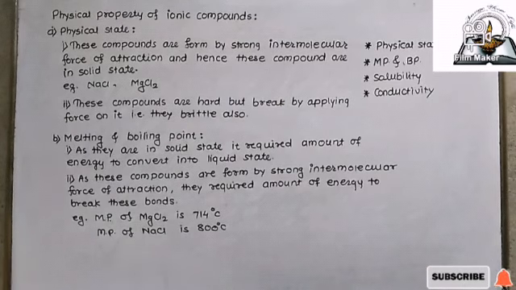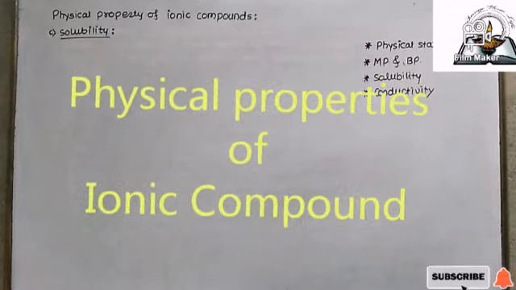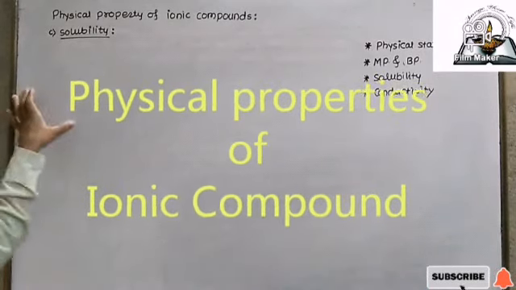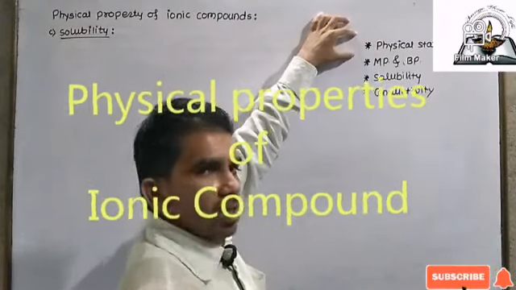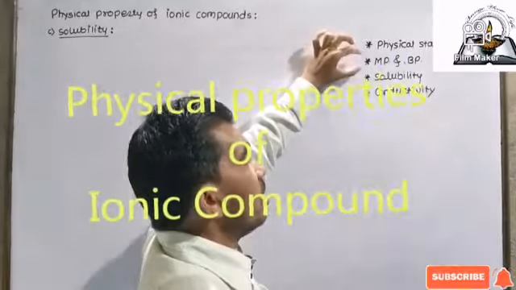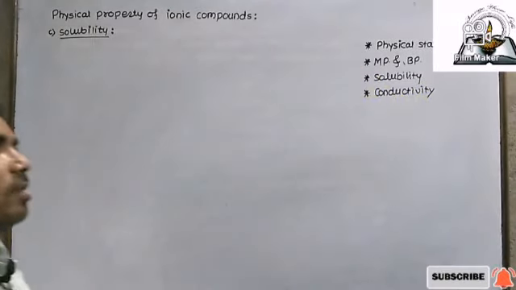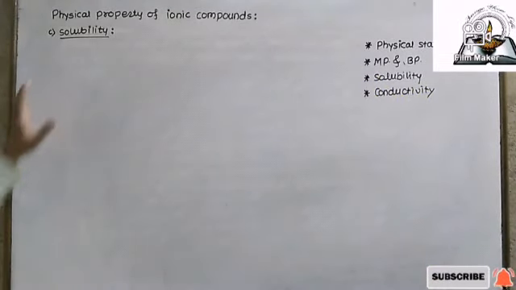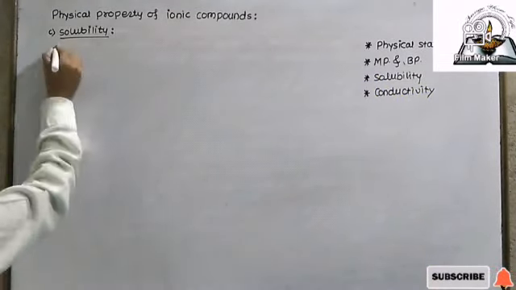So this is the first property, that is the physical state, and another one, the melting and boiling point. Next property is the solubility. First we have seen the physical state, that is solid state, and the melting and boiling point is very high due to solid state. Next one, the solubility.